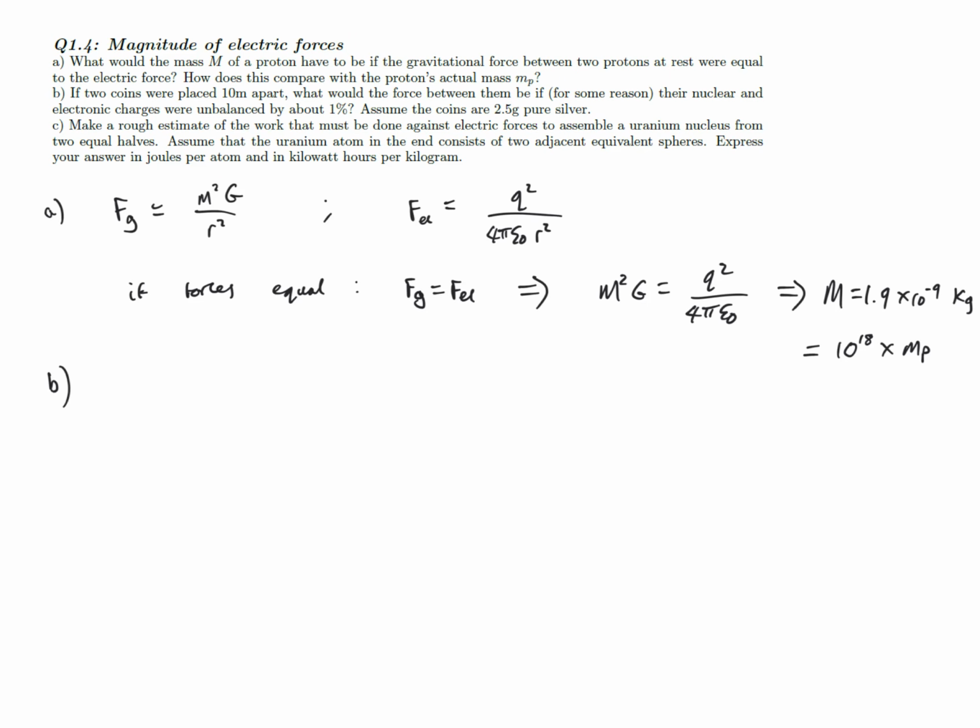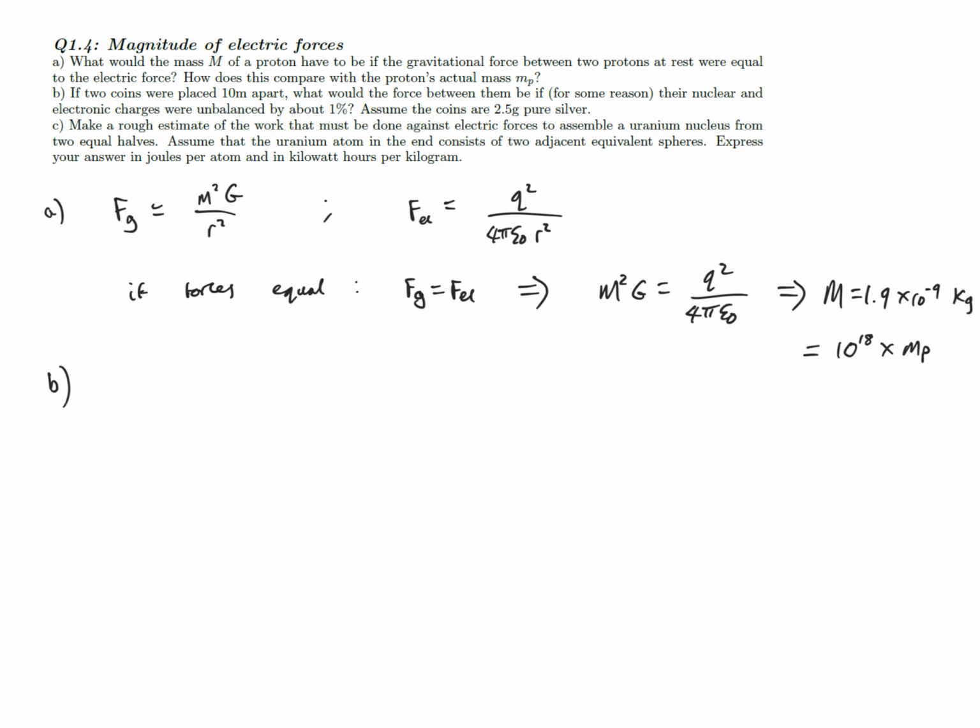Part B. If two coins were placed 10 meters apart, what would be the force between them if, for some reason, their nuclear and electronic charges were unbalanced by about 1%? So the idea here is we imagine some fantasy world in which we have a metallic coin, but that for some reason there are more electrons in the coin than there are protons, and therefore there's a charge imbalance.